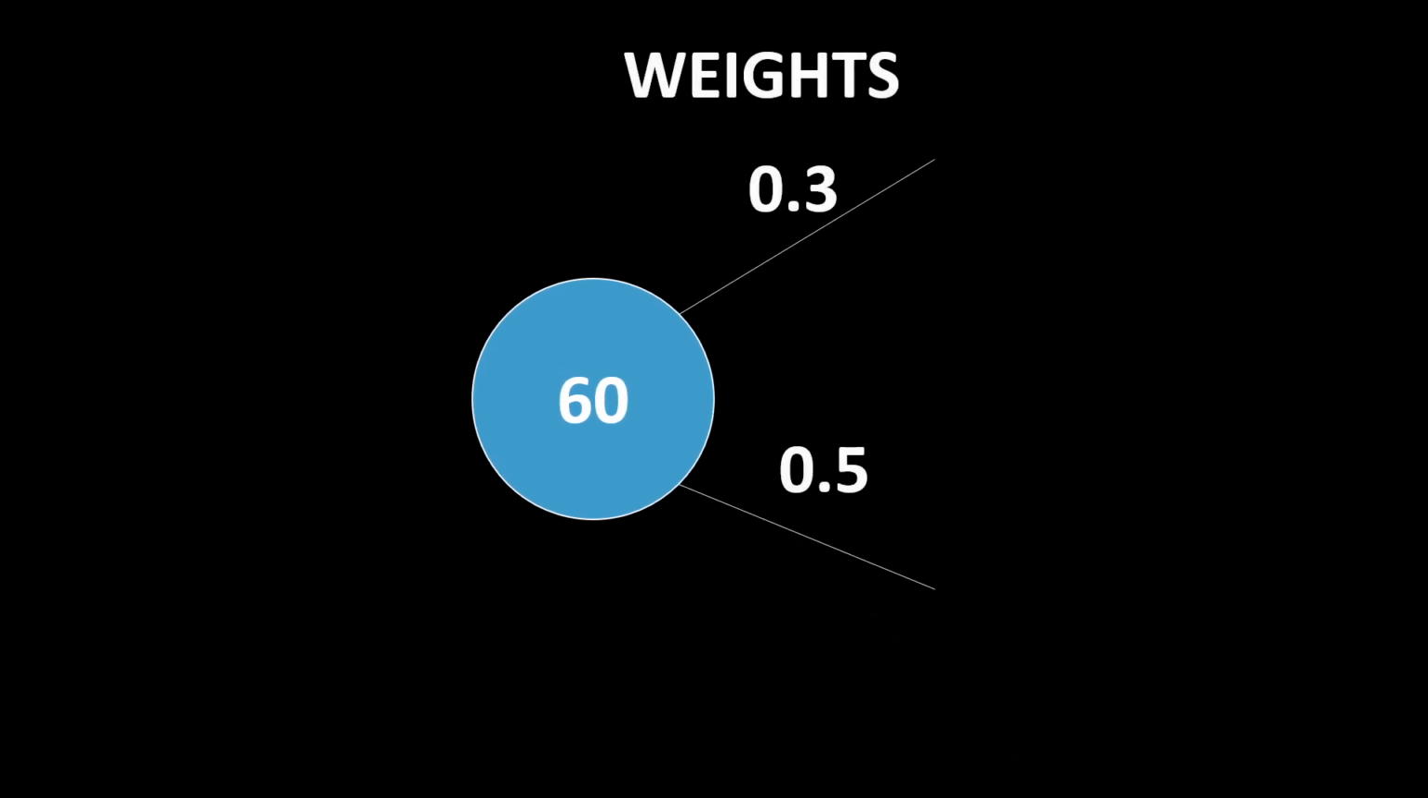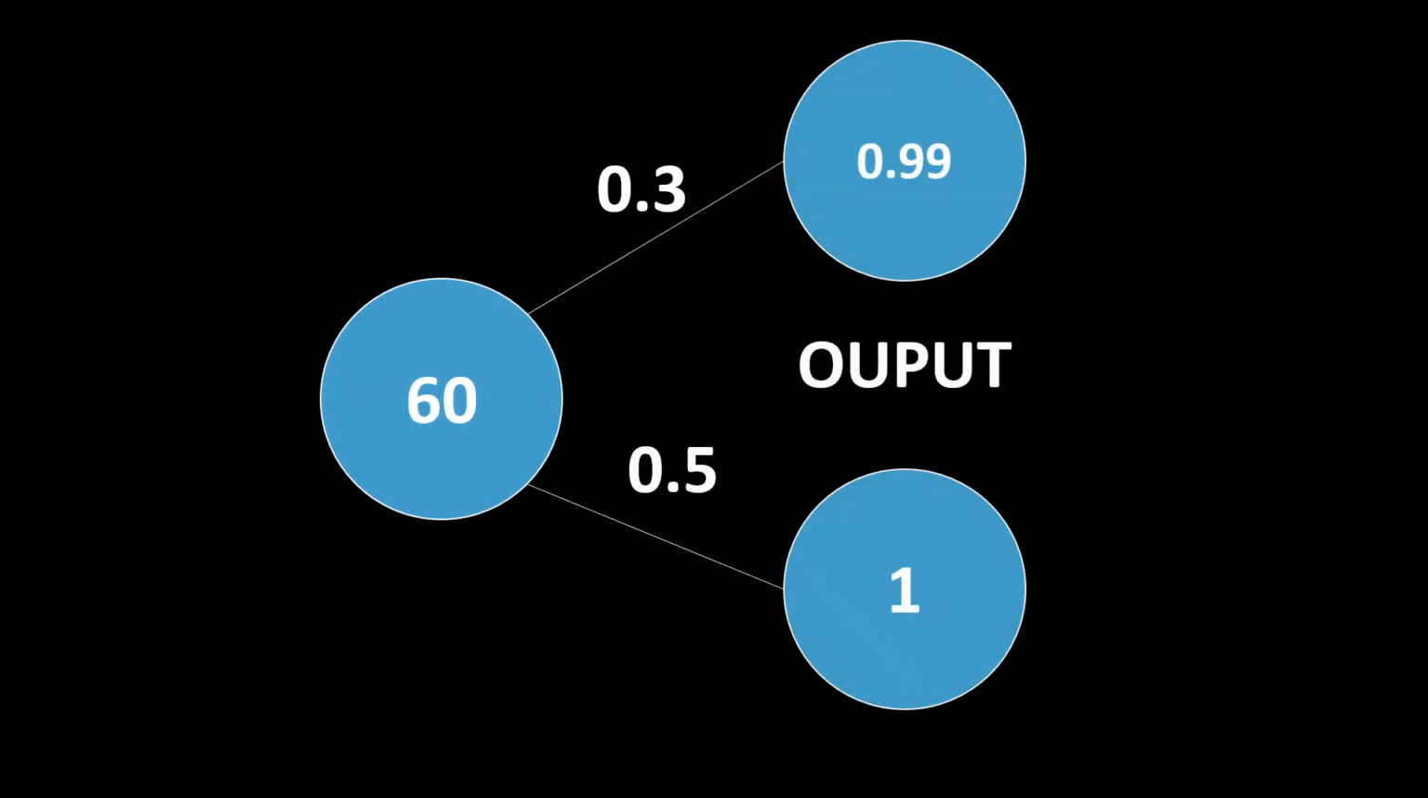Then comes the weights. The input is multiplied by the weights. Then comes the output. After the weights are multiplied by the input, it comes the answer, like 60 multiplied by 0.5 is equal to 30. But why didn't I add 30 in the output?